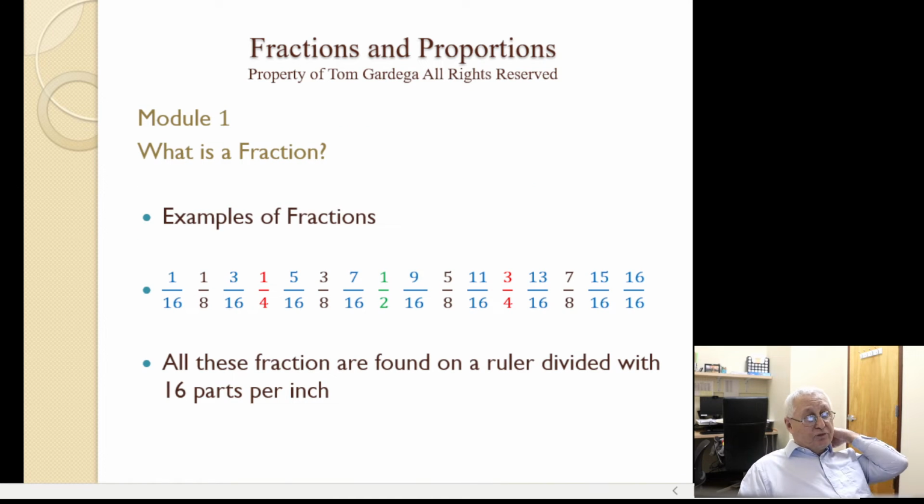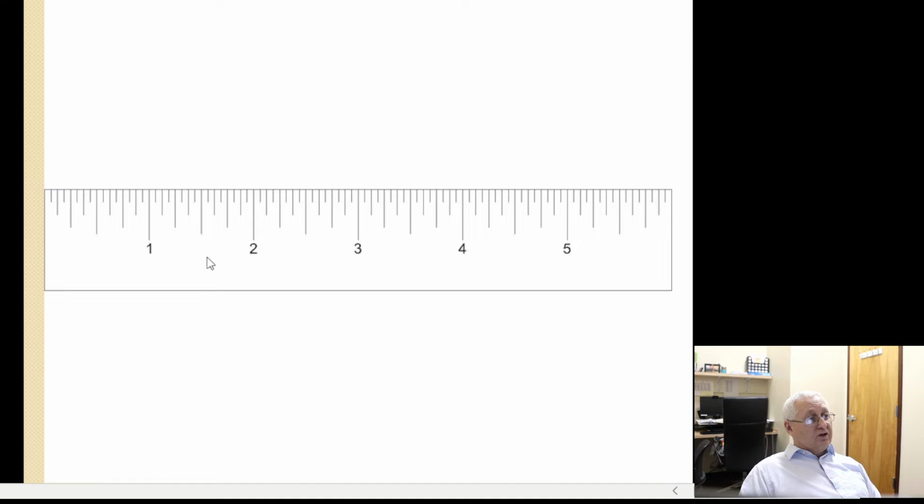Here's some examples of fractions. 1/16, 1/8, 3/16, 1/4, 5/16, 3/8, 7/16, 1/2, 9/16, 5/8, 11/16, 3/4, 13/16, 7/8, 15/16, and finally 16/16. All these fractions are found on a ruler that's divided with 16 parts to the inch, or in 16ths of an inch increments. Here's an example of that ruler.